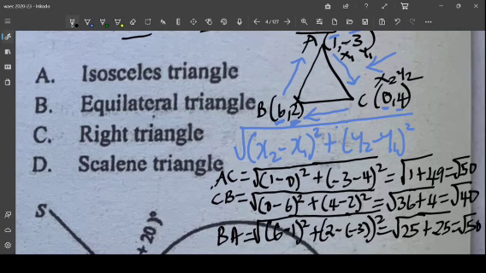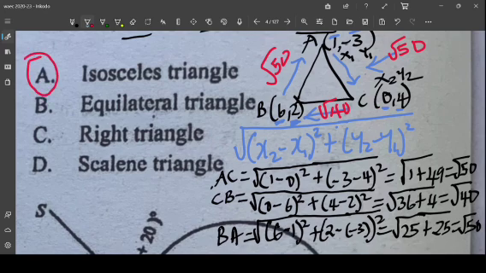So I've been able to see the distance between each and every one of these points. You can see that from B to A, the distance is root 50. From A to C, the distance was also root 50, and from C to B, the distance was root 40. So what does it tell us? That two sides are equal, and when two sides are equal in a triangle, it means it's an isosceles triangle.